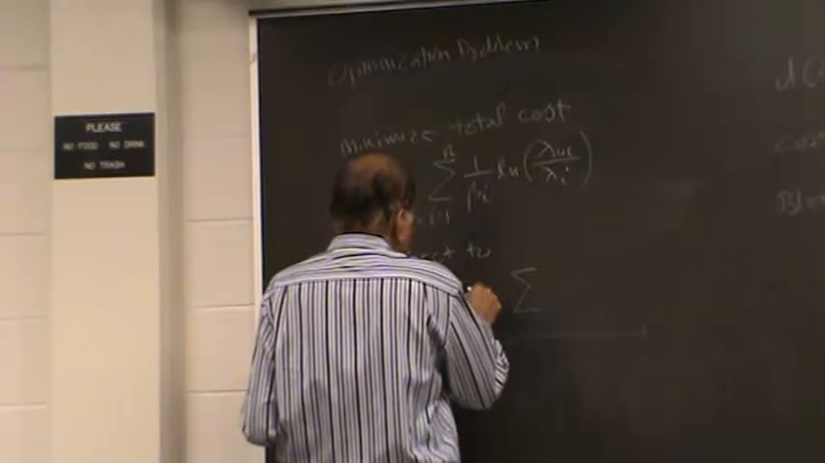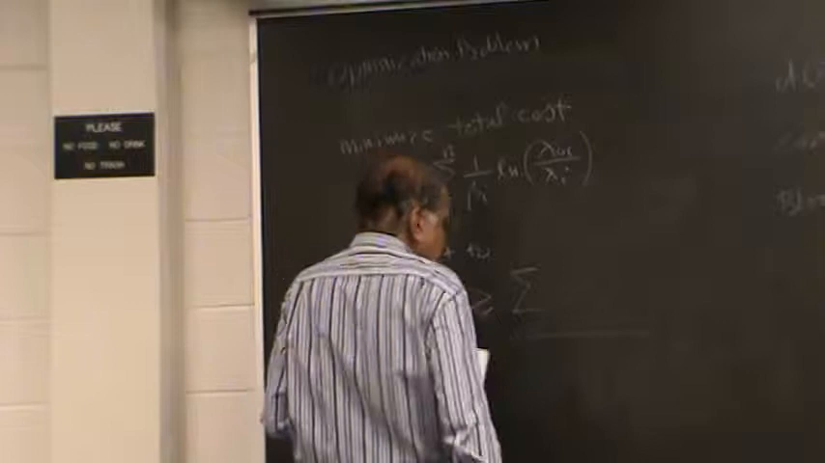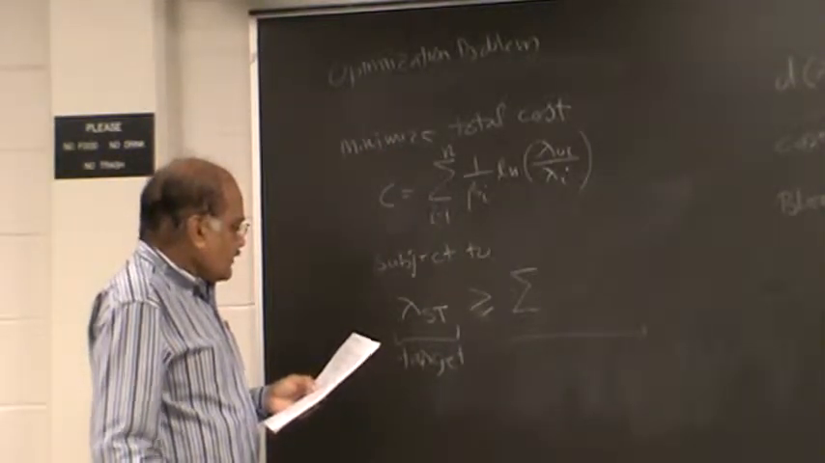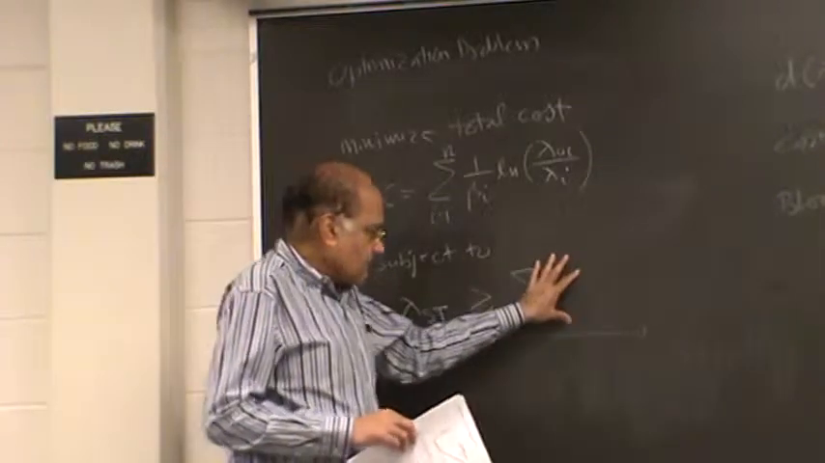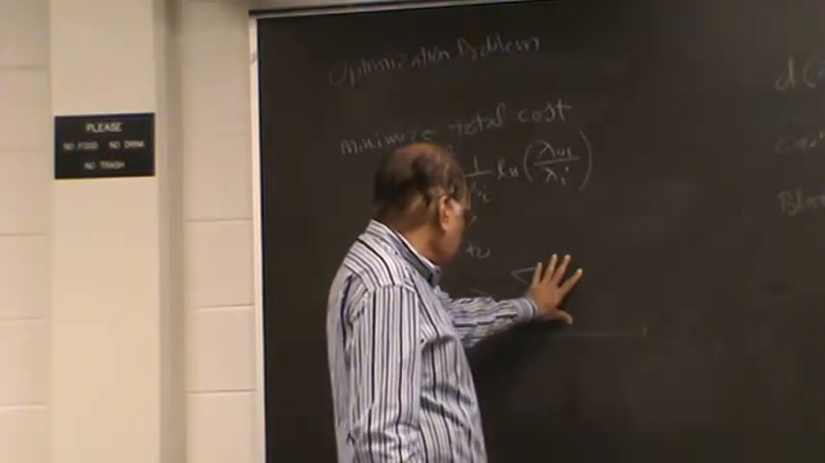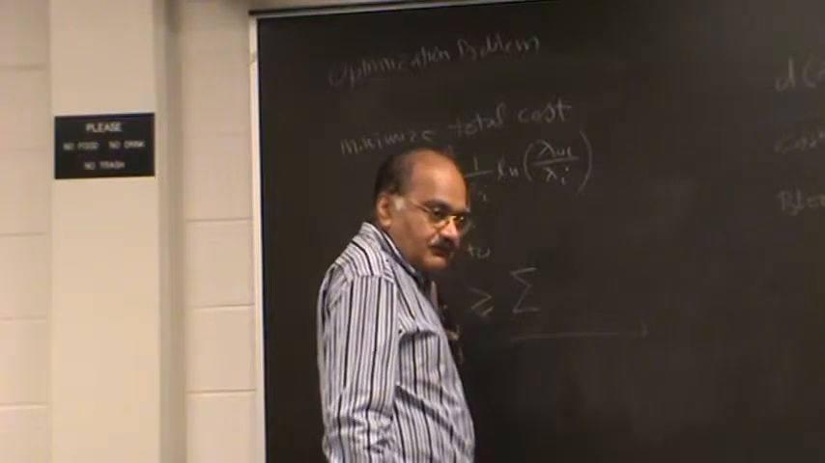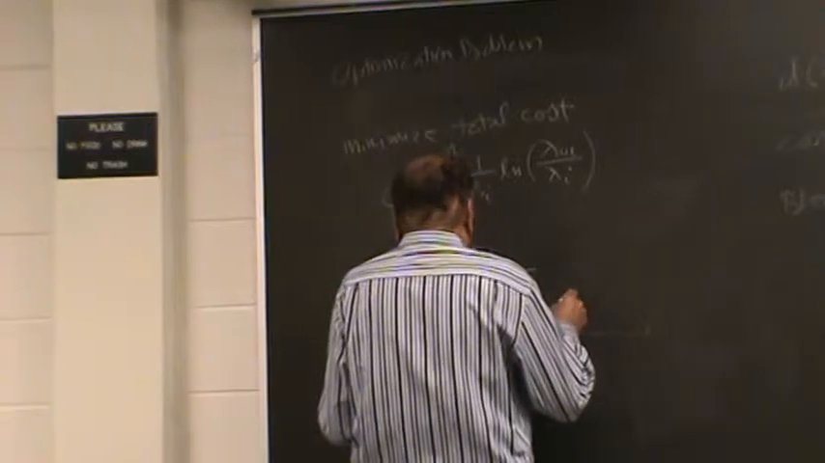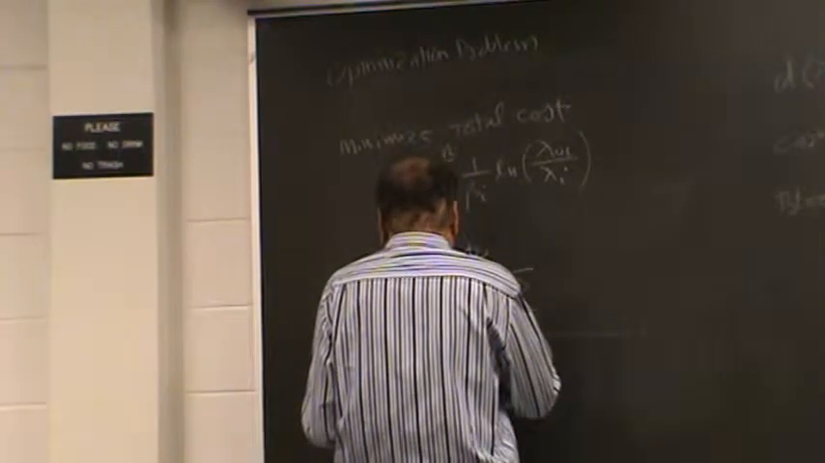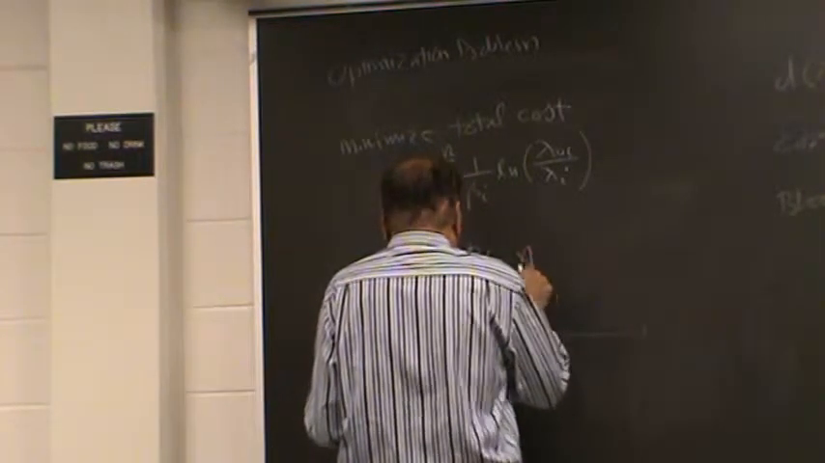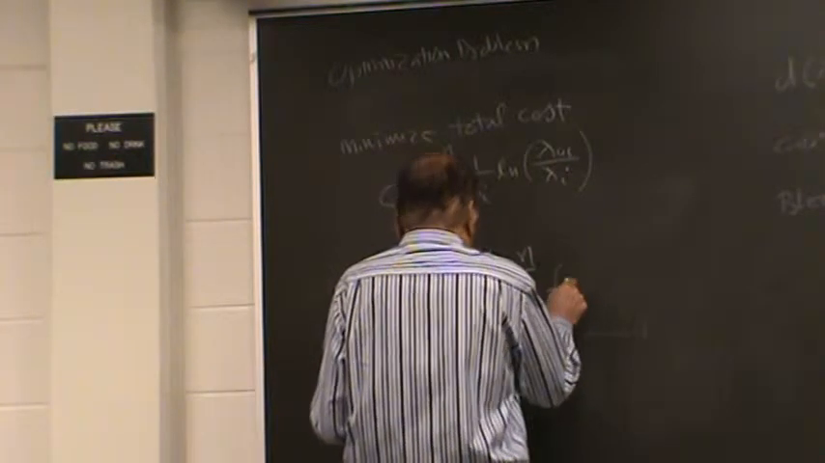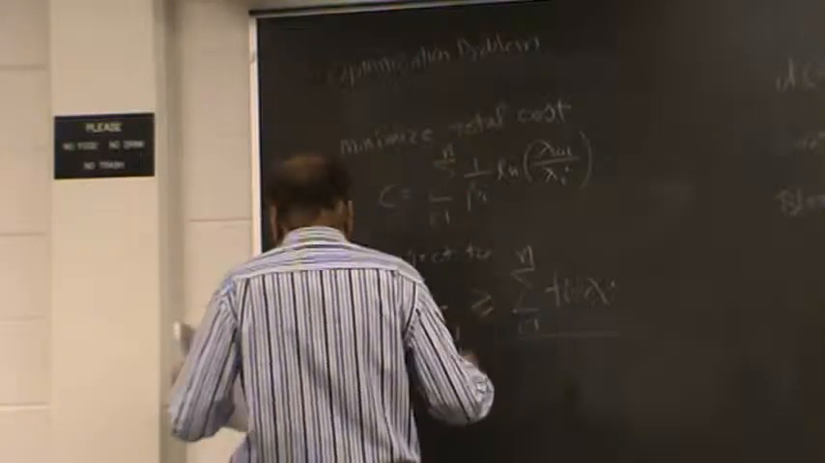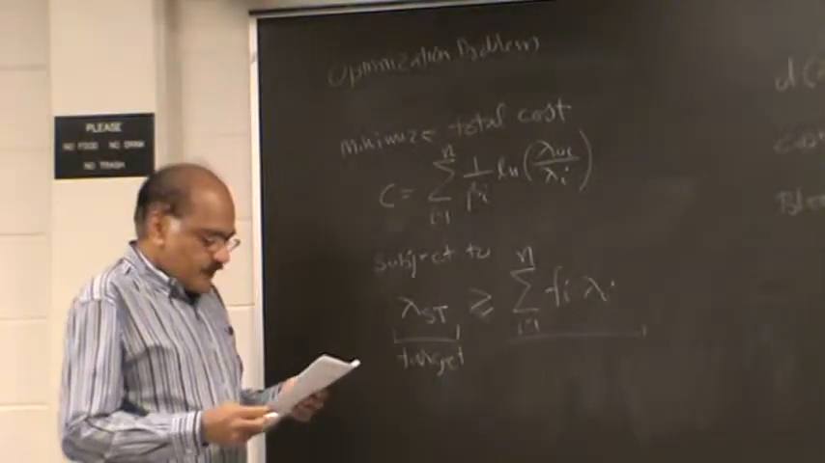Your total failure rate should be less than or equal to the failure rate achieved should be less than or equal to the target failure rate, right? So here is your optimization problem. Okay.